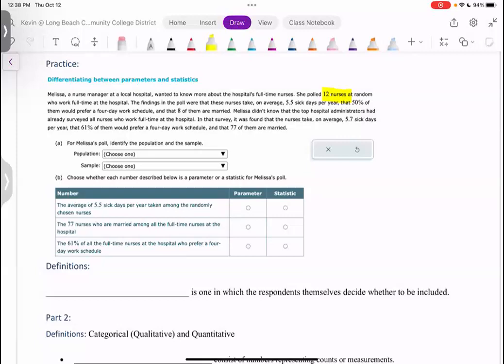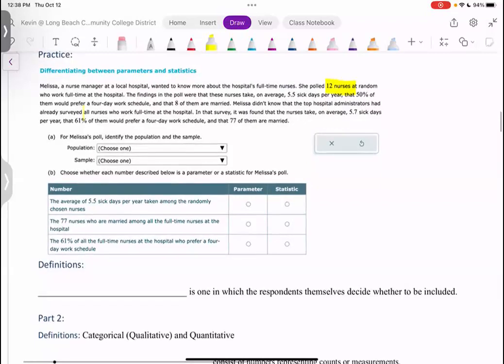The findings in the poll were that these nurses take on average 5.5 sick days per year, that 50% of them would prefer a 4-day work schedule, and that 8 of them are married. Melissa didn't know that the top hospital administrators had already surveyed all of the nurses. So there we are. Now we're talking about population.